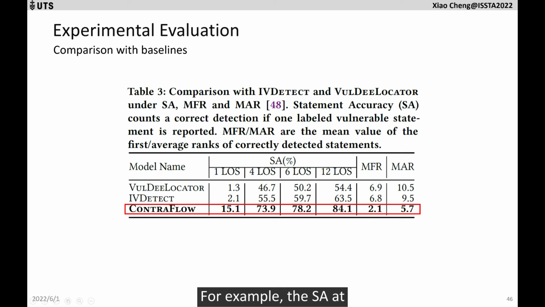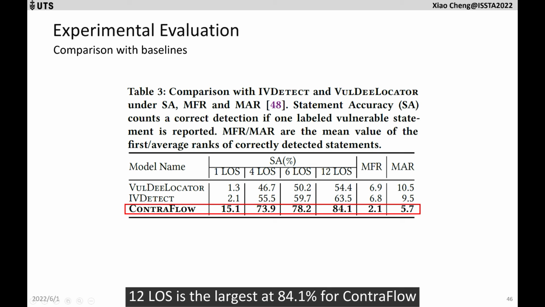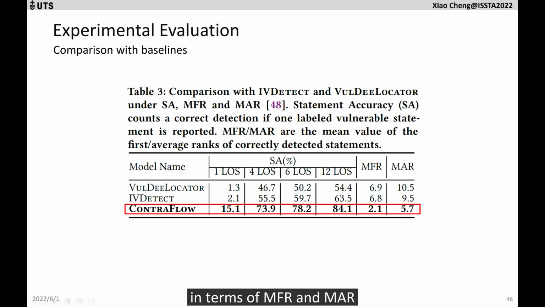For example, the statement accuracy at 12 LOC is the largest, at 84.1% for ContraFlow, and ContraFlow improves VulDeeLocator in terms of mean first ranking and mean average ranking by 4.8 and 4.7 ranks, and IVDetect by 2.3 and 2.2 ranks, respectively.